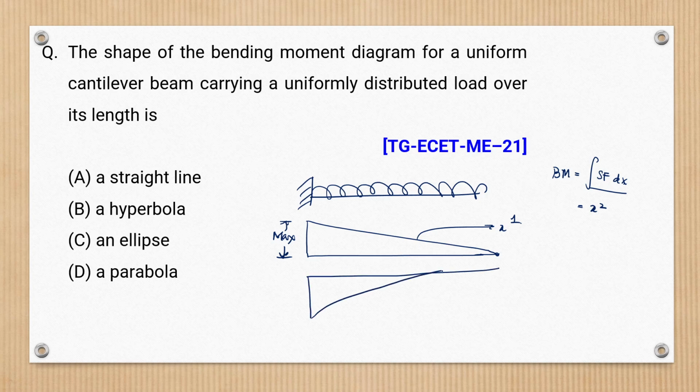So x power 2 behavior, it would be taking a shape like this, an inverted shape, but it is not going to be a straight line. It's an x power 2 behavior. Okay, so let's check the options. Option A says that it's a straight line.